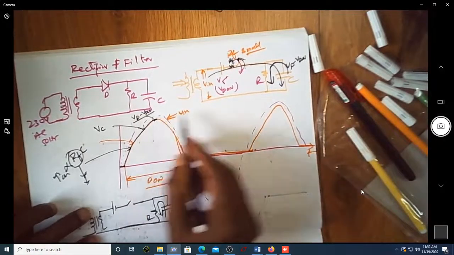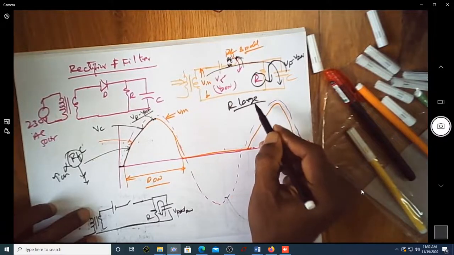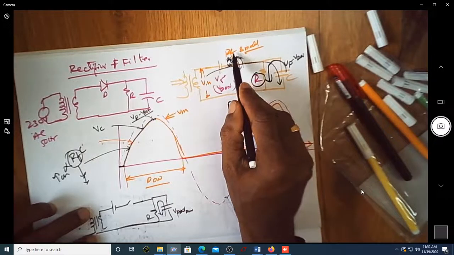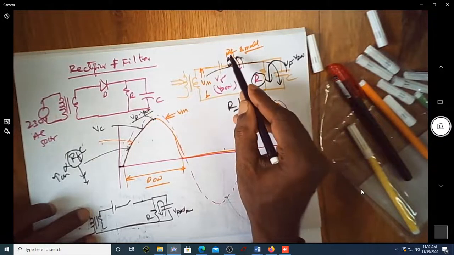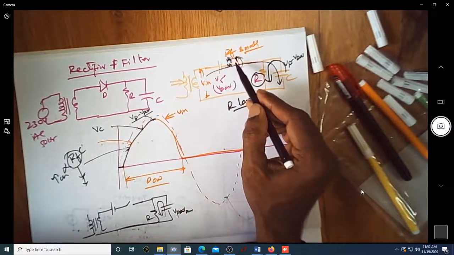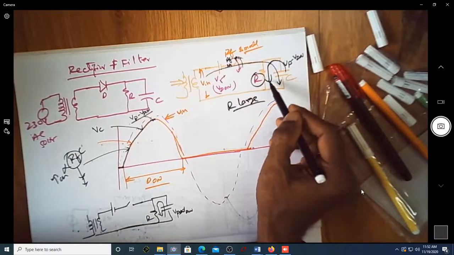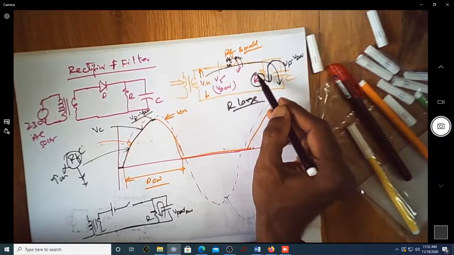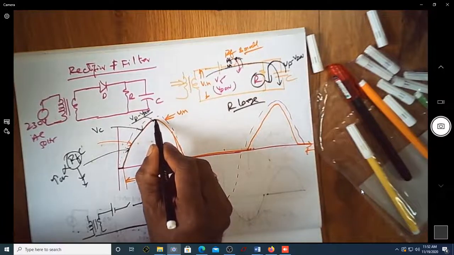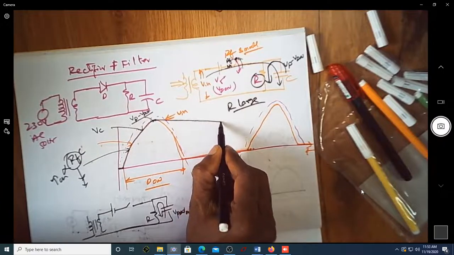Can you see now? Since the value of resistance is usually large in magnitude, it takes a longer time. Whereas when the capacitor was charging, it was charging very fast because the value of RF, which is the forward resistance of the diode, is less. Since we have intentionally selected the value of R to be more, it is discharging slowly. When it is discharging slowly, it just goes like this. Can you see it is discharging slowly now? It keeps going like this.